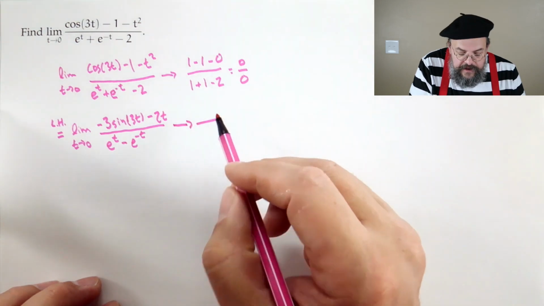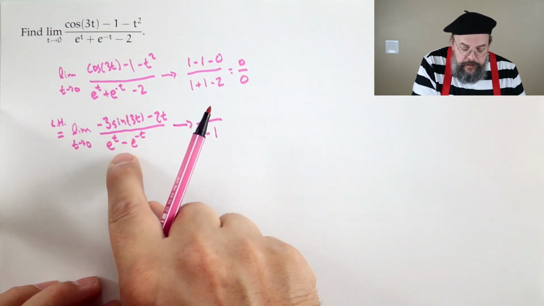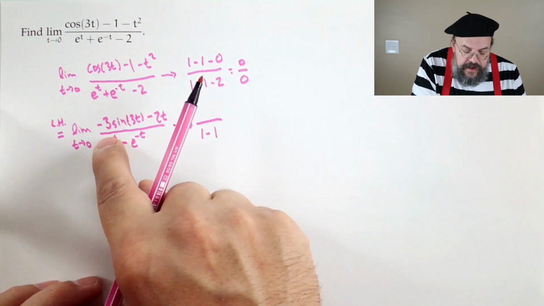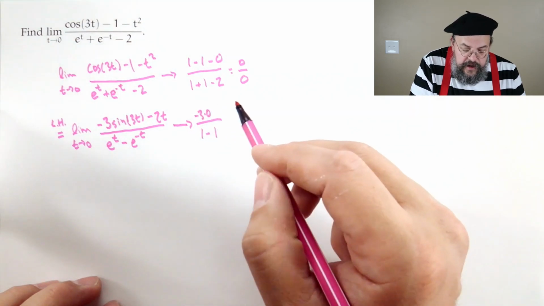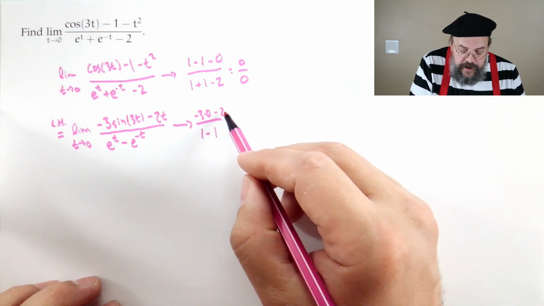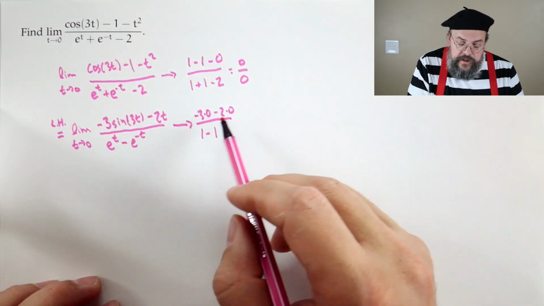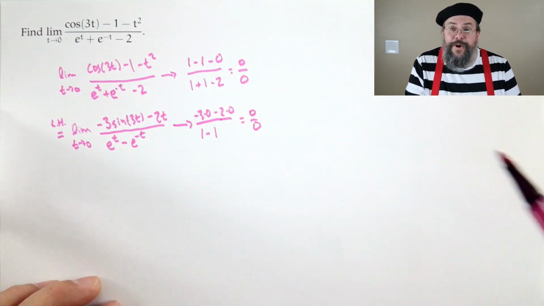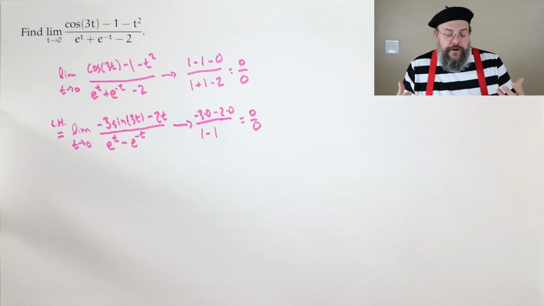So downstairs, it's going to 1 minus 1, because e to the 0 minus e to the 0. Upstairs, you get minus 3 times sine of 0. Well, that's 0. And then minus 2 times 0. Well, those are both 0. So you get 0 over 0. Which means more work. Yes, exactly.